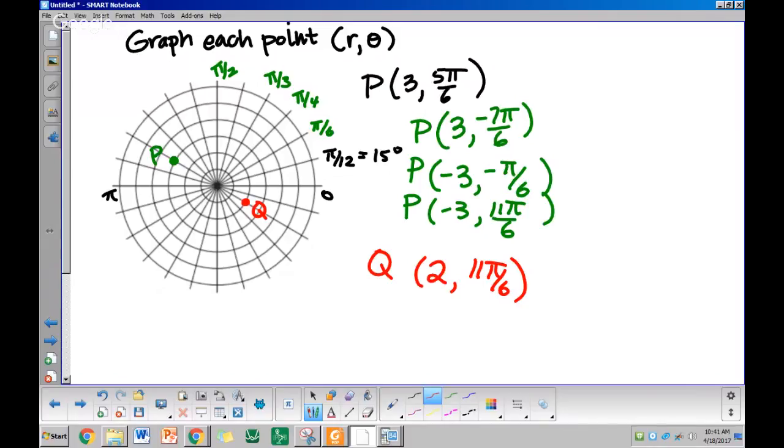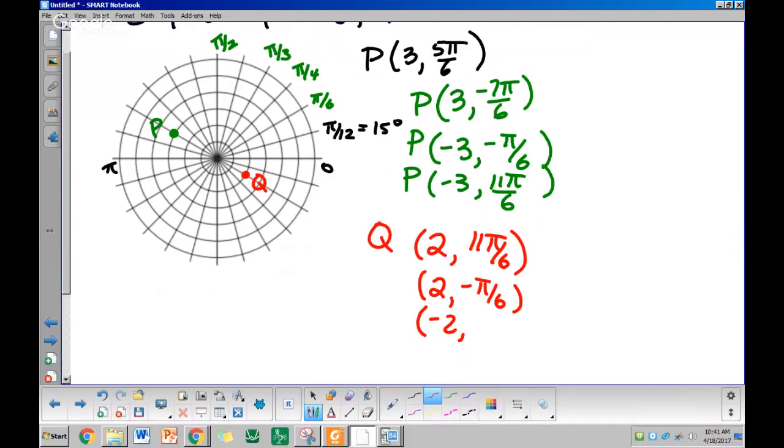So now this one also has 3 additional representations. How many representations do I really have? Infinitely many, but we're only going to stick to these. What's another one, Anna? (2, negative pi over 6). Go out 2 and then down. I like that one. Now how about the 2 negative ones?